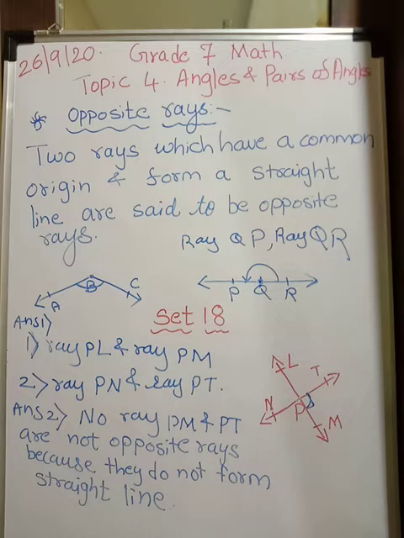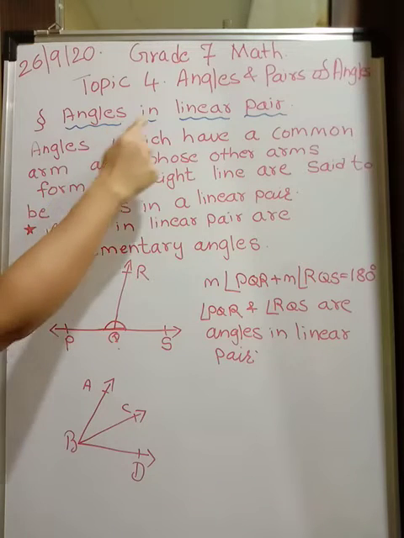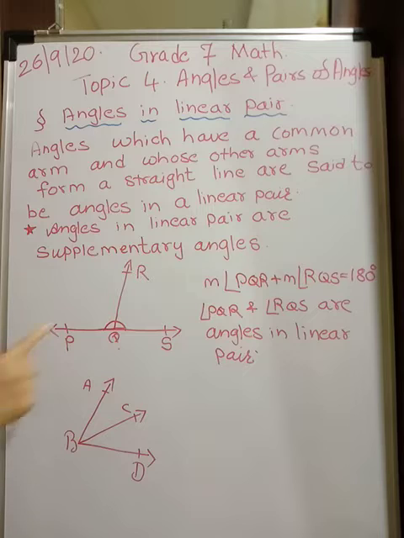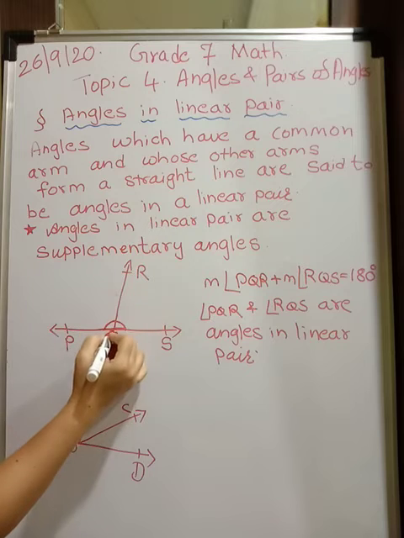Before that, you need to learn one concept. So let's go for that. Now there is another concept called angles in linear pair. Let us see these two diagrams first. Can you see here there are two angles? First is angle PQR. That means I am speaking about this angle. And second is angle RQS. I am speaking about this angle.